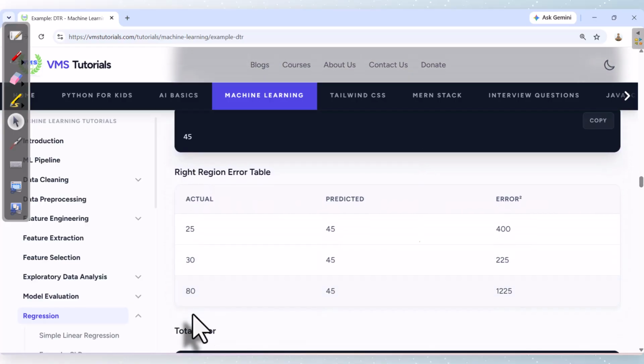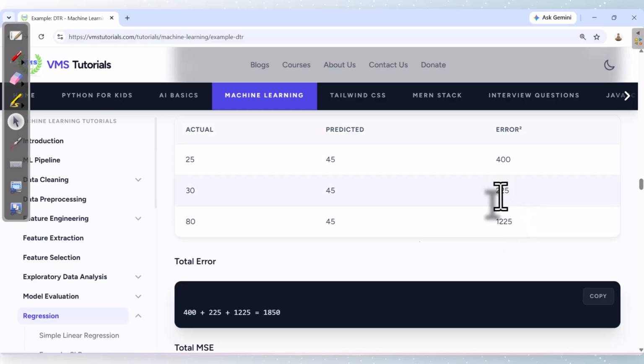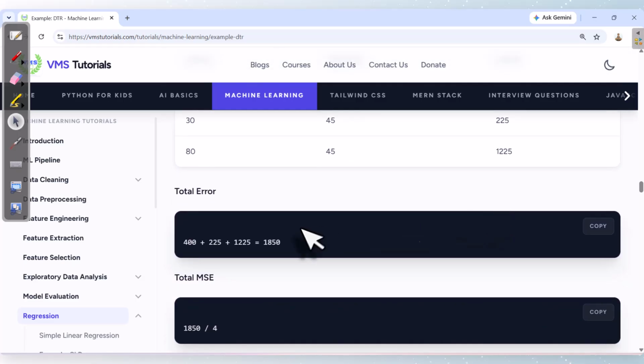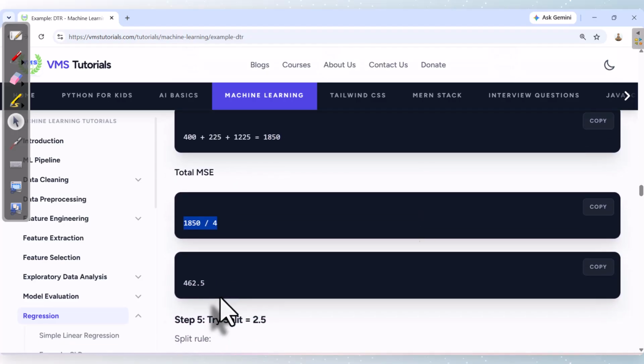Now the right region error table I am doing. Right region experience values 25, 30, 80. The prediction will be 45 for all: 45, 45 and 45. Calculate the error square. 25 minus 45, that is 20, 20 square, error square. Like this, you calculate the error square. And what is the average error? 400 plus 225 plus 1225, that is 1850. The total MSE is 1850 divided by 4. So that is 462.5. So this is the error which we have calculated for the split 1.5.